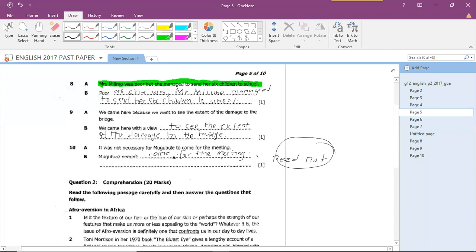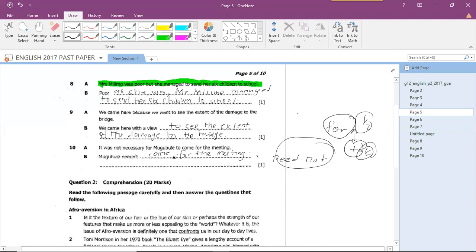Mugubule need not come. It was not necessary. Mugubule need not come for the meeting. All right. I wasn't sure whether to use for or to, but I'm sure this is the trick, either using for or to, whichever can give you up to half a mark. But I think this is correct because it's still in the past. So Mugubule need not come for the meeting.